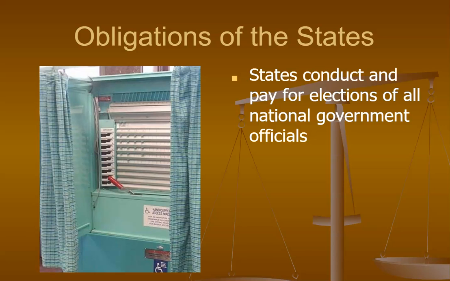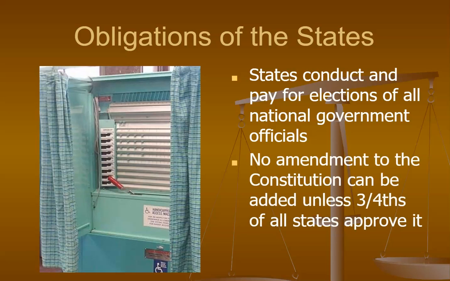Now, the states conduct and pay for all the elections of all national government officials, which is why we don't have a national voting system. While some people might say that's really not a good idea, it makes things more confusing, and certainly they have a point, the other side of it was that because the states control the elections of all national governments, that means that no one group can get in charge of the national election, because there is no national election, and then decide who's going to be in charge. It's again part of that separation of powers, preventing one group from becoming too powerful.